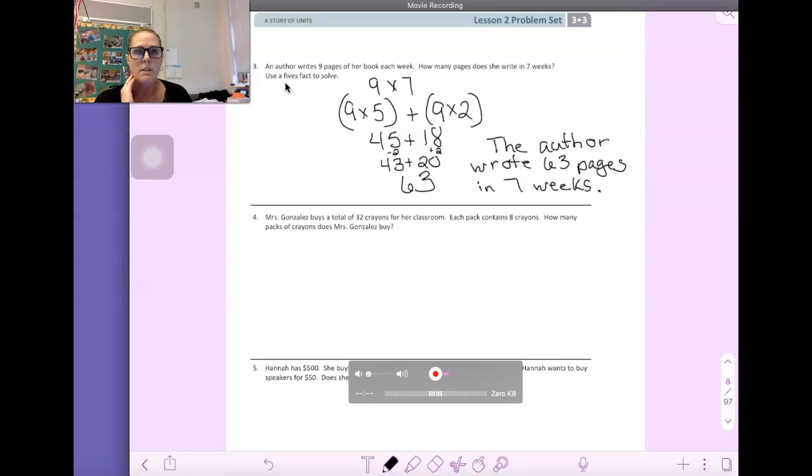Now, boys and girls, they're wanting you here to practice using 5 facts to solve. Eventually, you will be able to use your own strategy. For example, if you do number 4 on your own, it doesn't say that you have to use a certain strategy. It just says, how many packs of crayons does Mrs. Gonzalez buy? As long as you show me your work, that's all that matters. But here they wanted us to show using a 5's fact to solve.